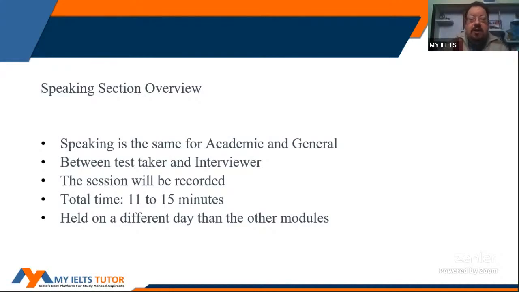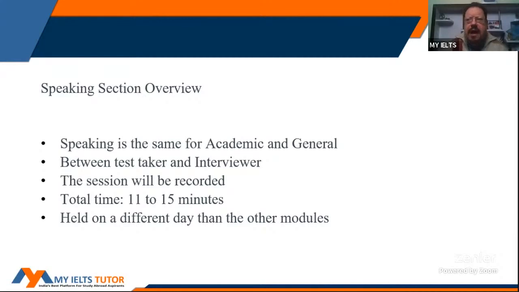Now, the session is an interview between you and the examiner. You meet face-to-face in a room, and the examiner asks you questions, and you answer them to the best of your ability. The session will be recorded, and this is good because you get to ask questions at the end of the session. This is important so you can get feedback of how you sound, how your answers are, especially if you don't think you did that well.